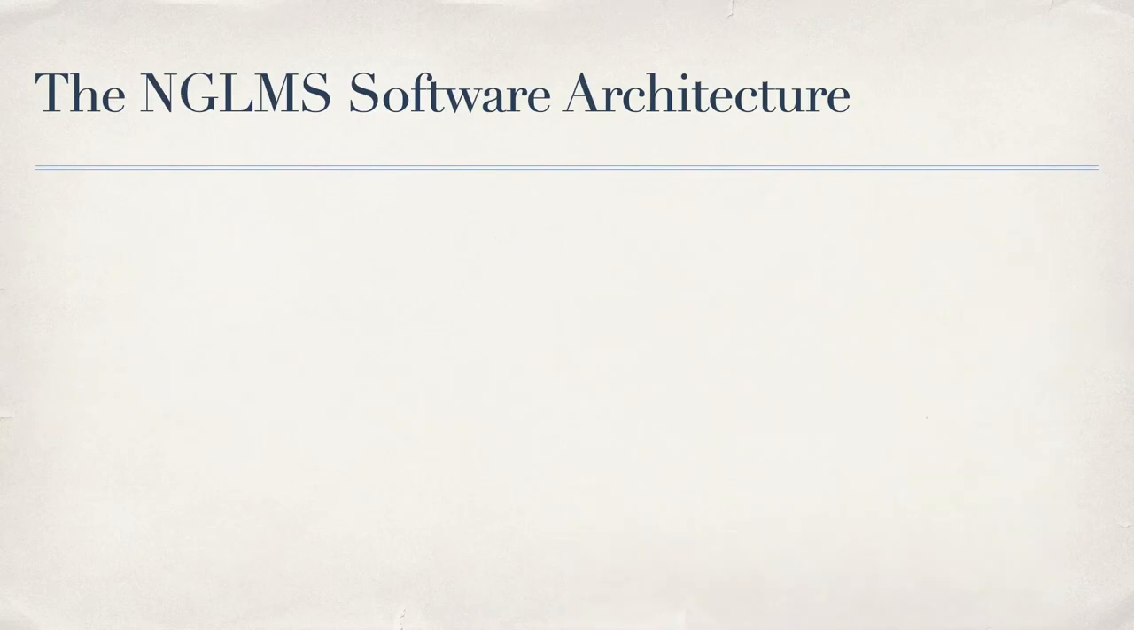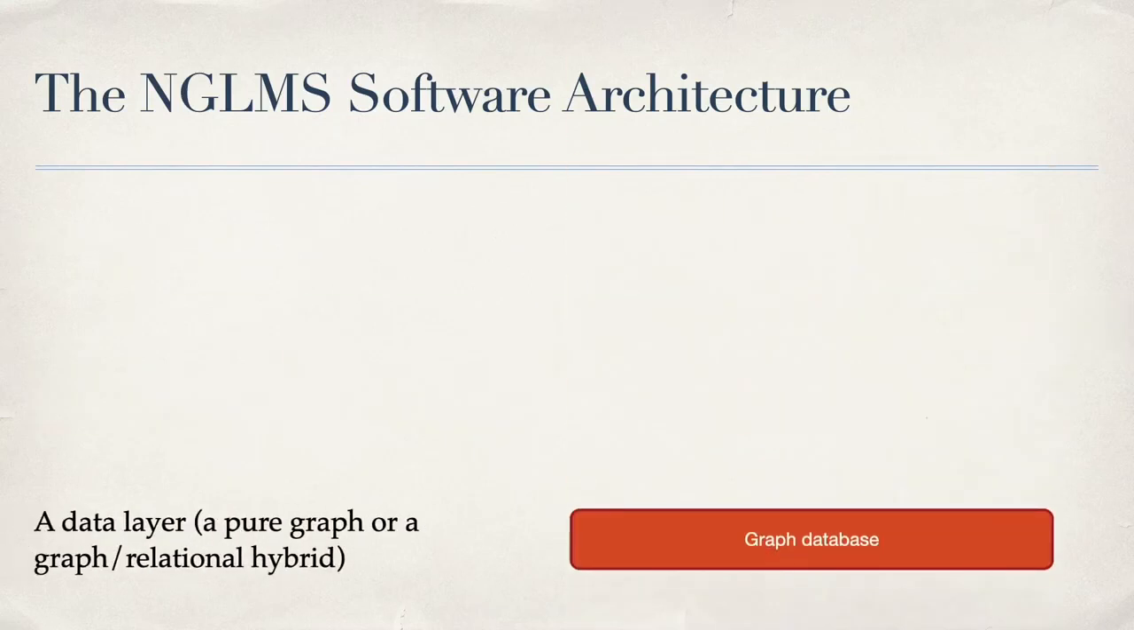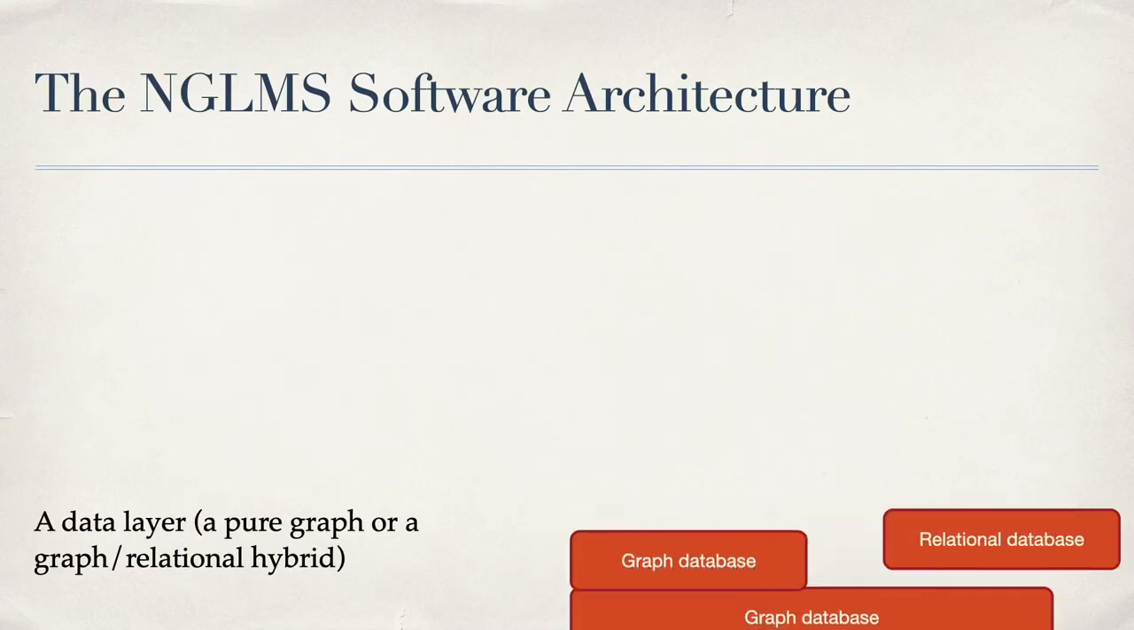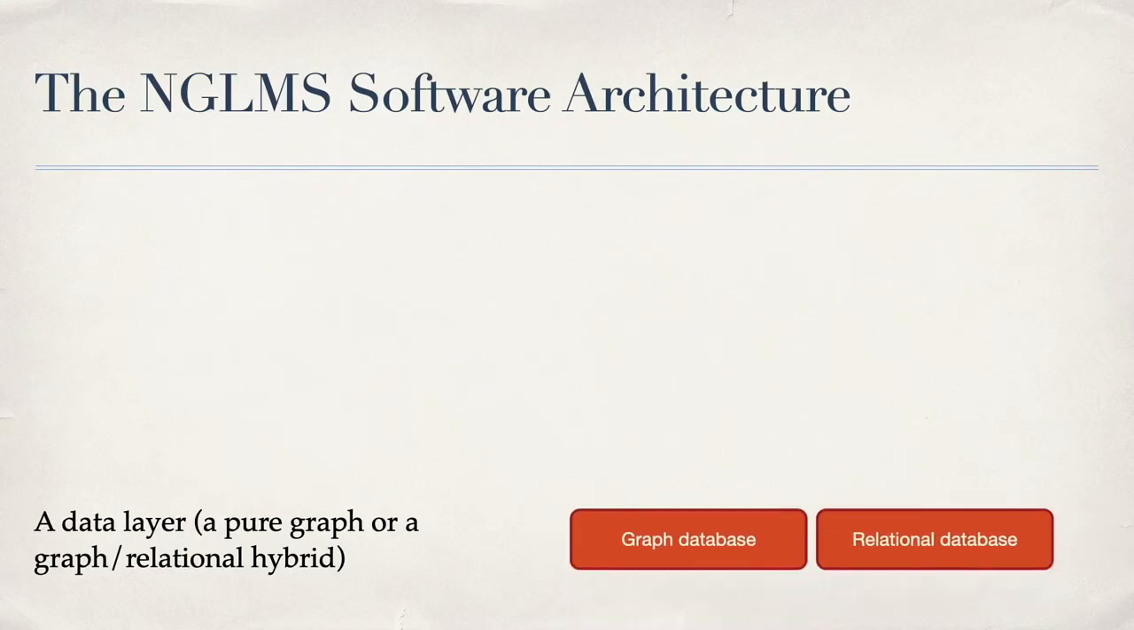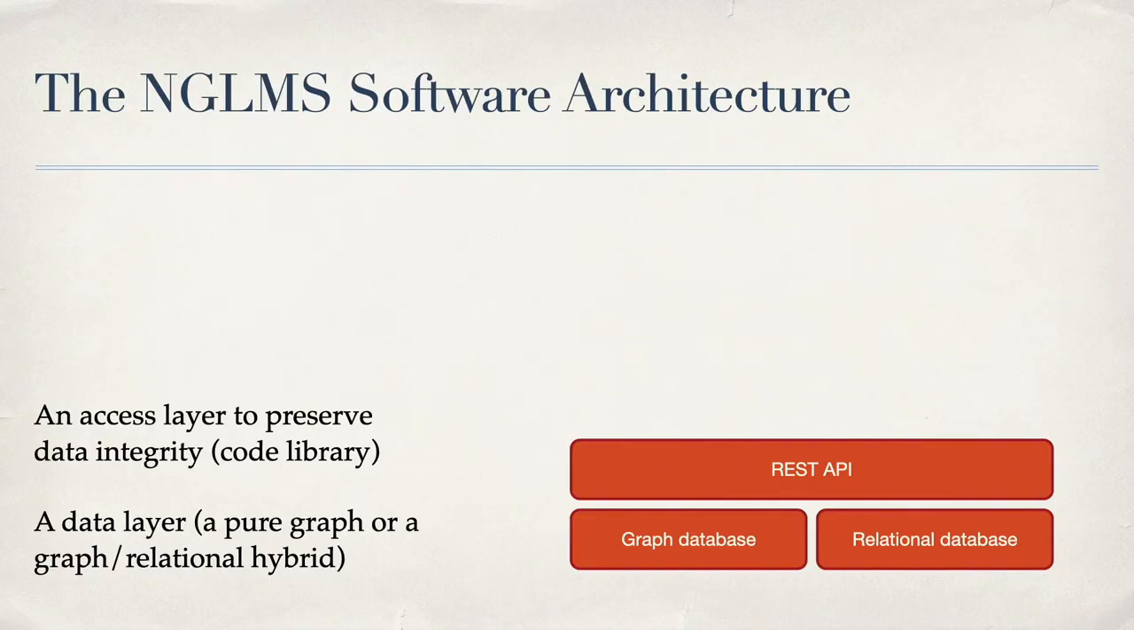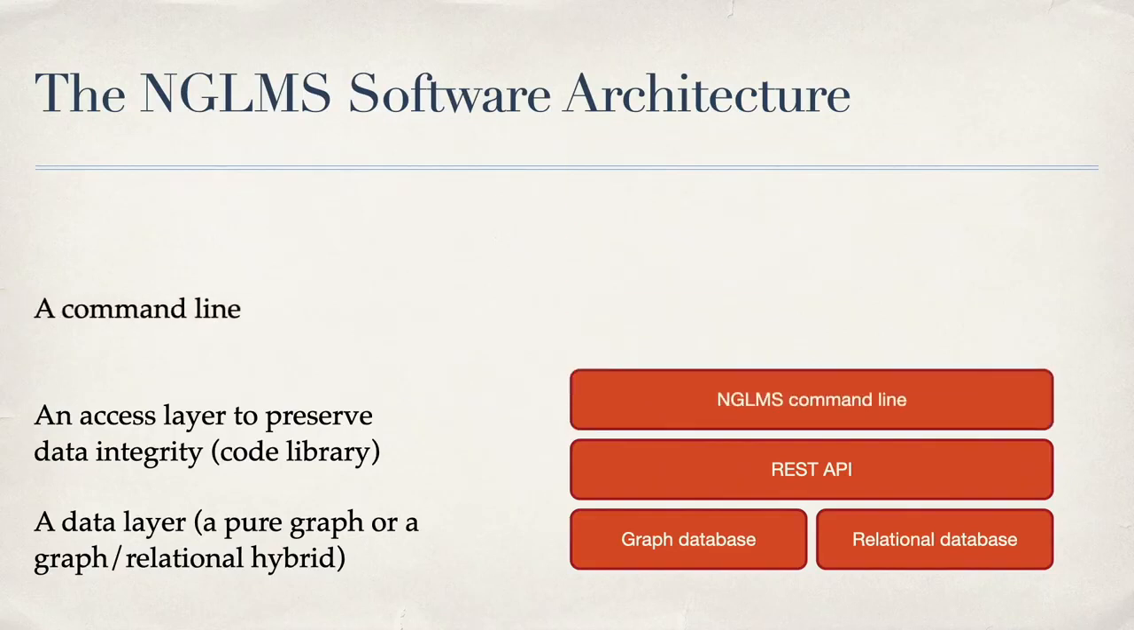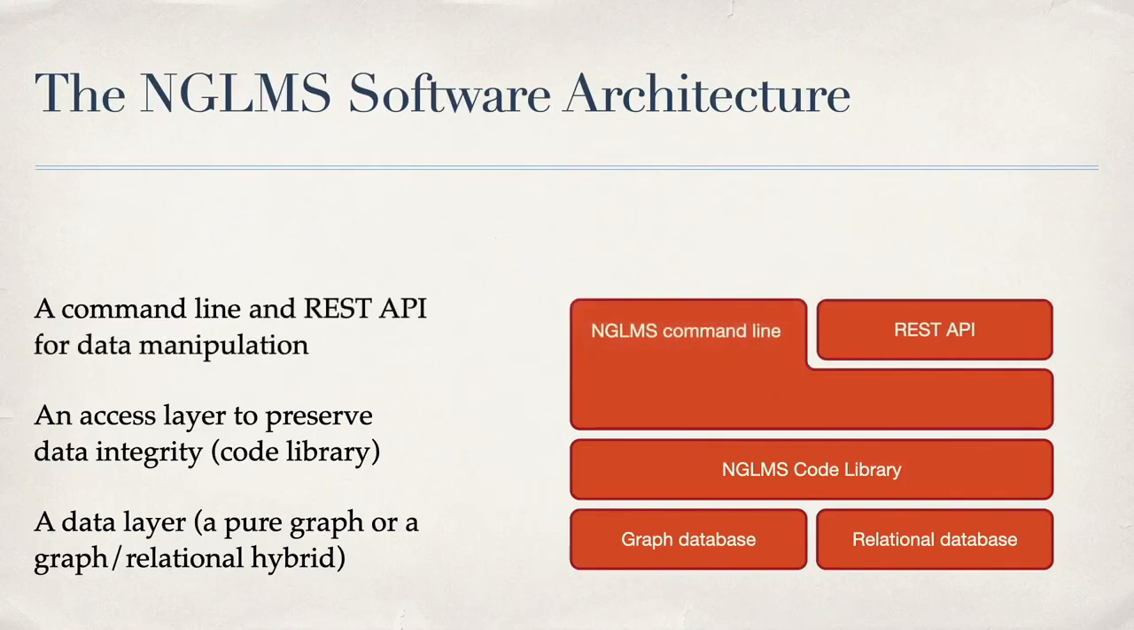The current third iteration of the NGLMS consists of a data layer, originally designed to be just a graph database, but now expanded to include graph relational hybrids and even legacy purely relational databases. On top of the data layer is a code layer, implementing data management and enforcing data integrity. Initially, this was a REST API, on top of which all the command line tools were implemented. All command line tools are now implemented on top of a data access library, and no direct database access occurs, with a careful exception for bulk data loading. The REST API is now implemented on top of the data access layer.